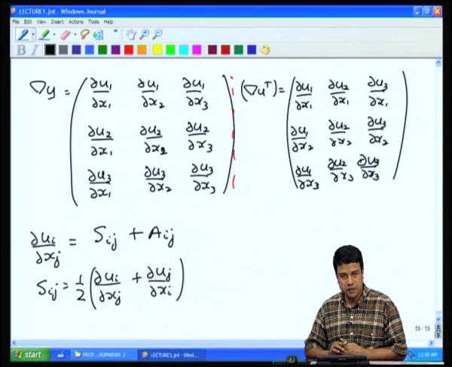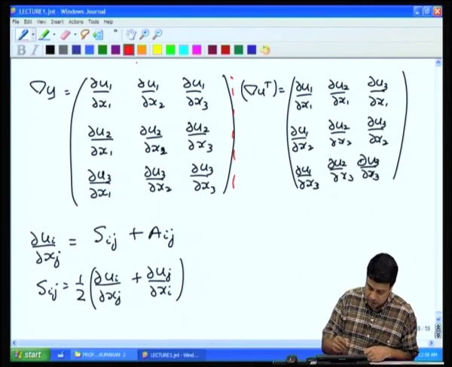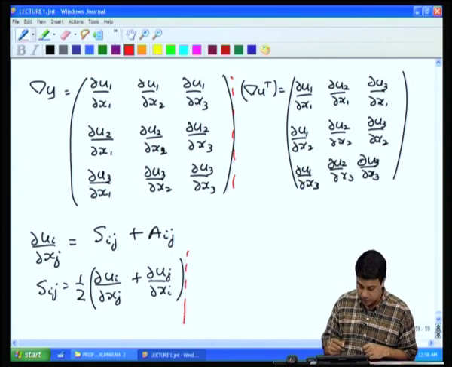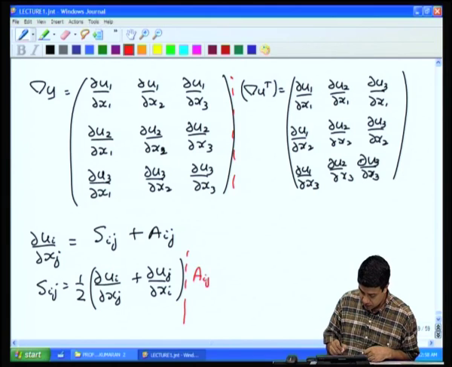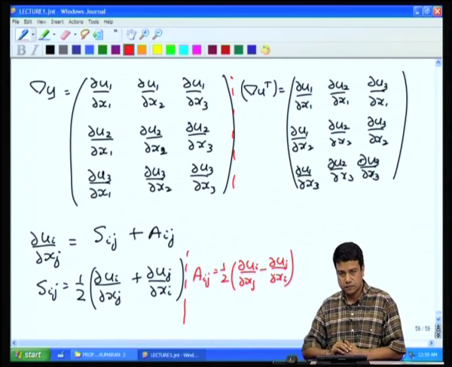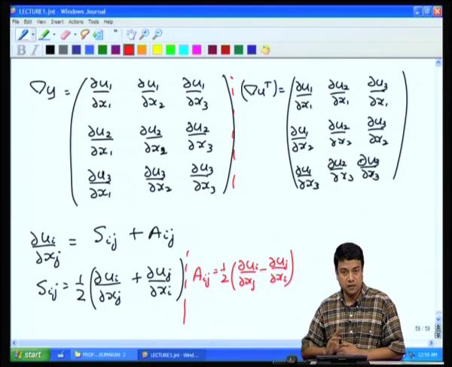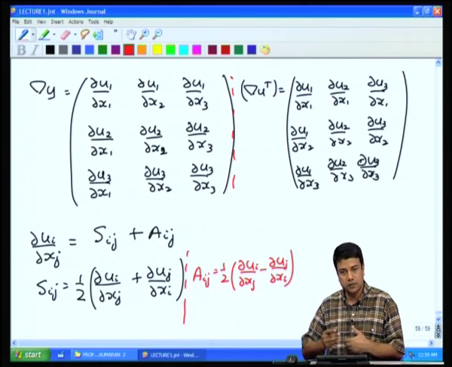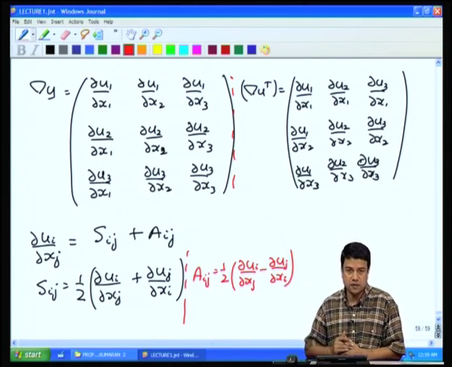Similarly, you can get the antisymmetric part by taking the matrix, subtracting its transpose and dividing by 2. Aij is equal to half of partial ui by partial xj minus partial uj by partial xi. For a symmetric matrix, there are 9 elements of course, but since the off diagonal elements are equal to each other, you get a total of 6 independent elements. There are the 3 diagonals plus 3 off diagonal elements. The other 3 are equal to the first 3, because the transpose of the matrix is equal to itself.